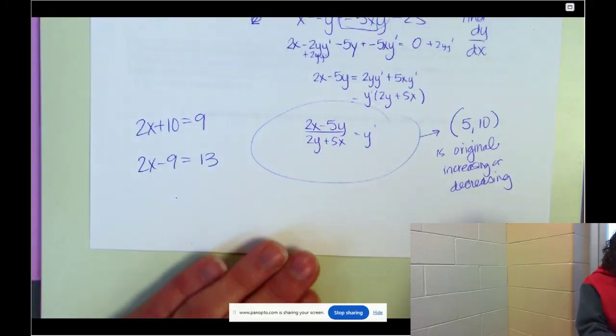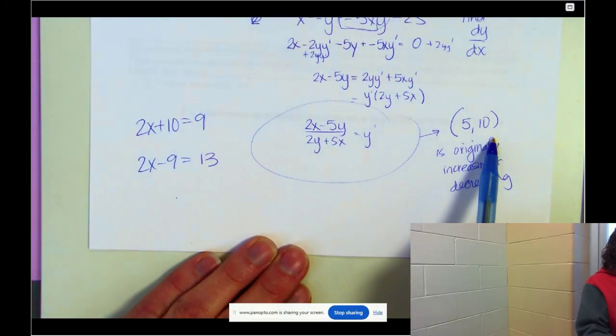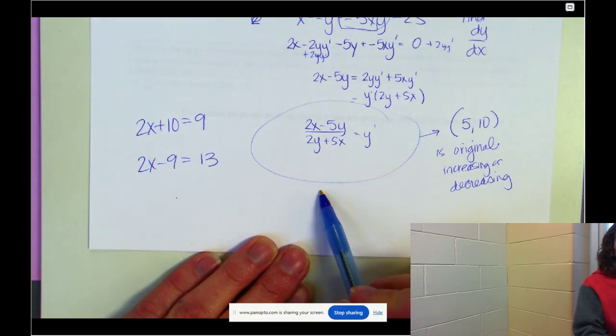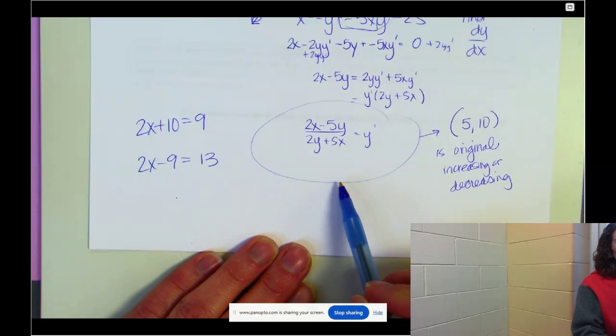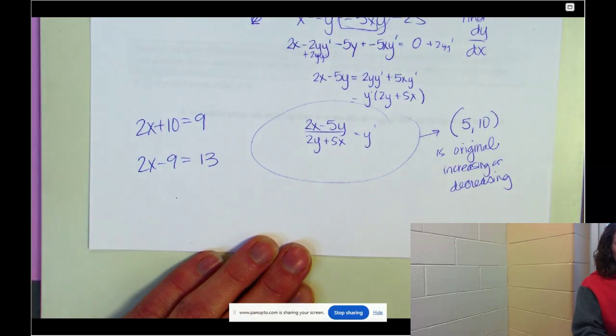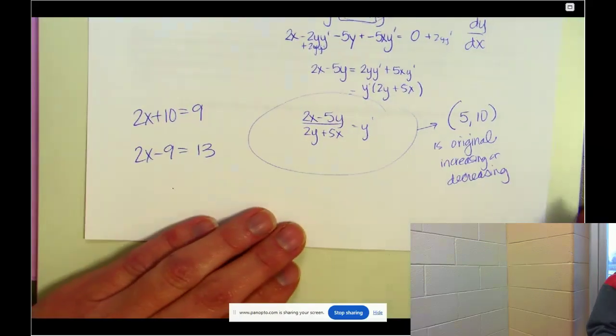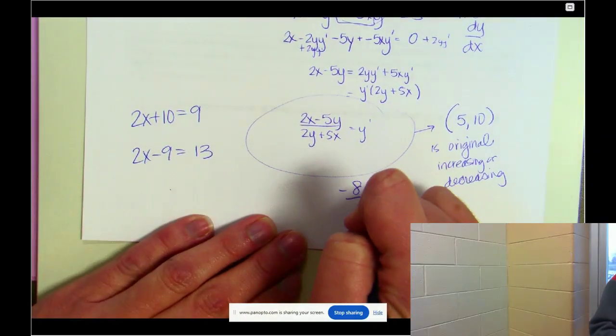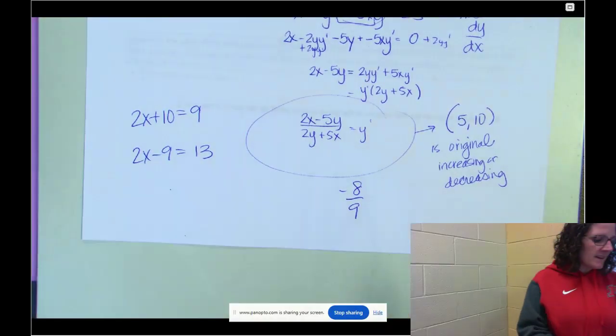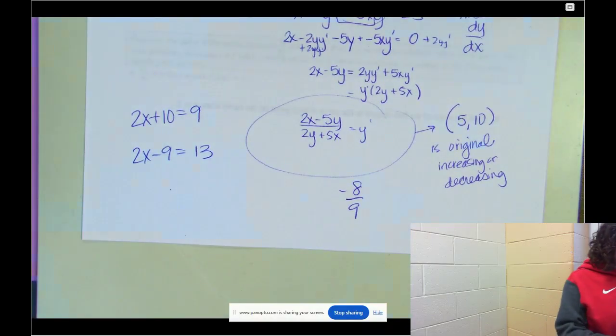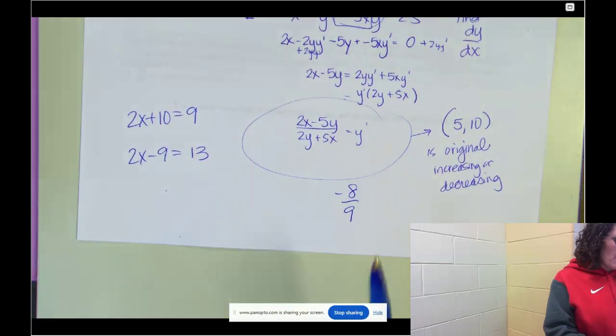Okay, so Caleb says he got 8 over 9. Is that right? Do I have confirmation on the 8 over 9? Is it negative? I got positive 8 over 9. No, it's negative 8 over 9. Because it would be 10 minus 50, which is negative, and the bottom would be positive.